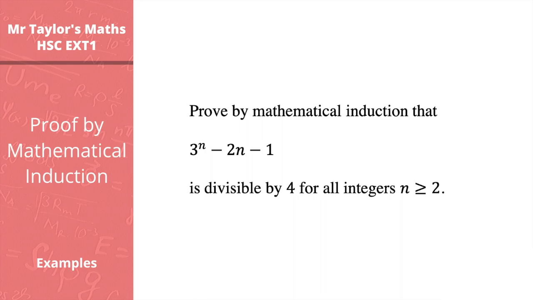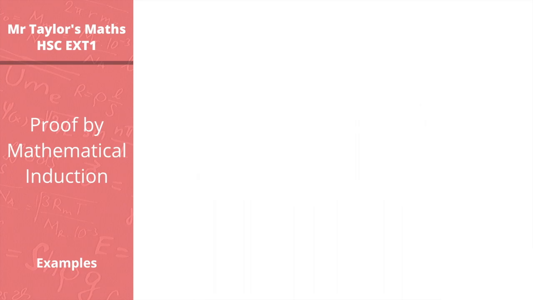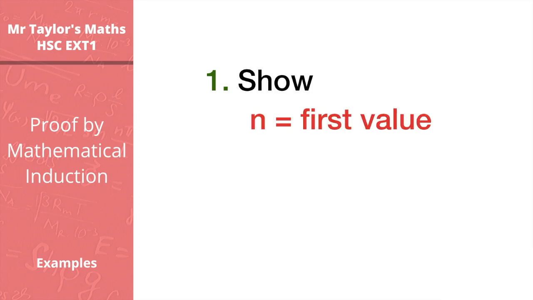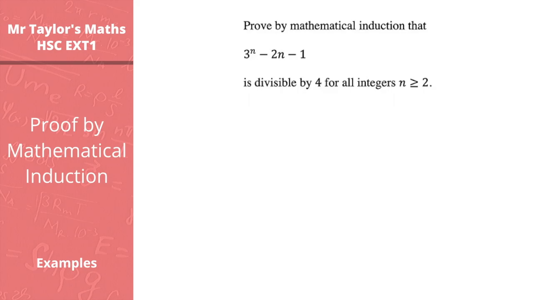Now, for all of our proof by induction, we're going to follow the same process. So we want to remember these 3 steps. Our first step is to show, and what we're going to show is that our proposition works for the first value of n that we can do, or the lowest value. So let's run through with this example.